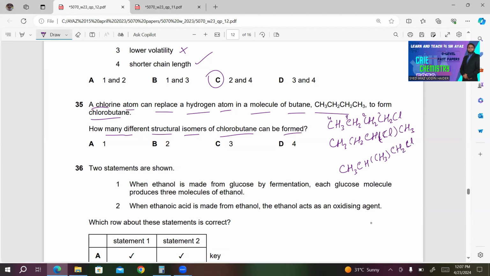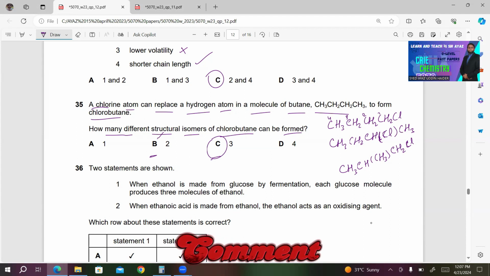So it should be C. It should be C. But the marking scheme says B. I don't know why they are saying that. They have to mention with respect to different position of chlorine. If we talk with respect to different position of chlorine, then the answer must be 2. There will be 2 structural isomers. But when you are saying structural isomers of chlorobutane, then it must be 3.